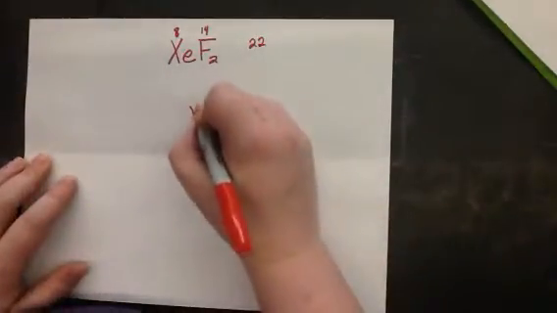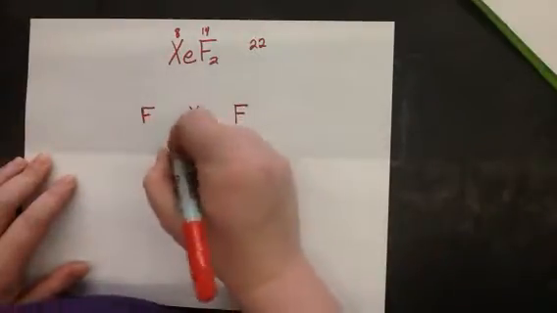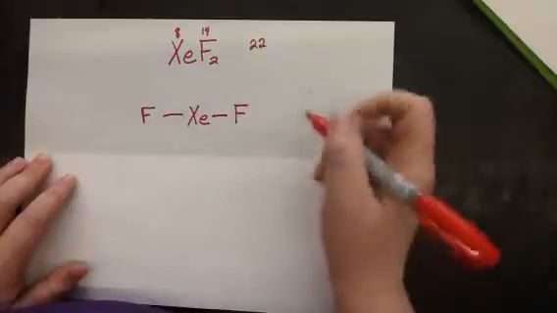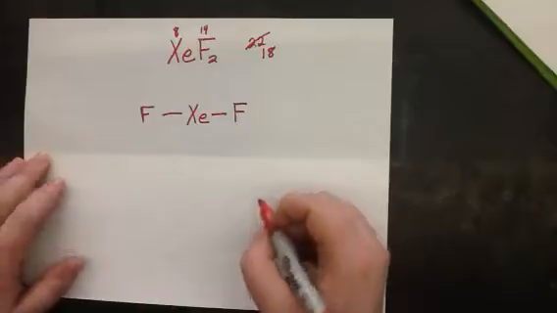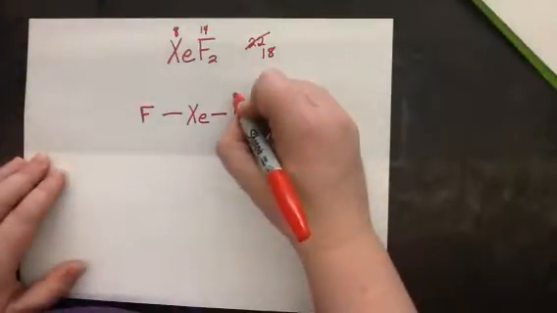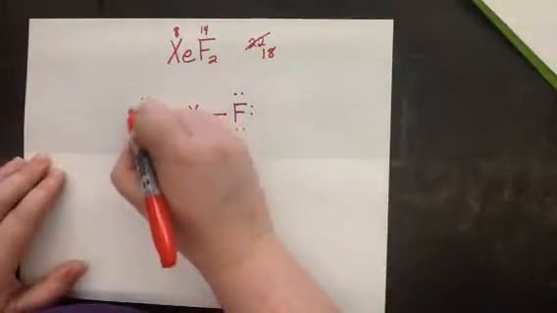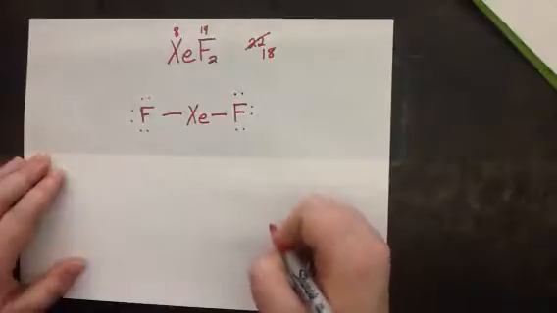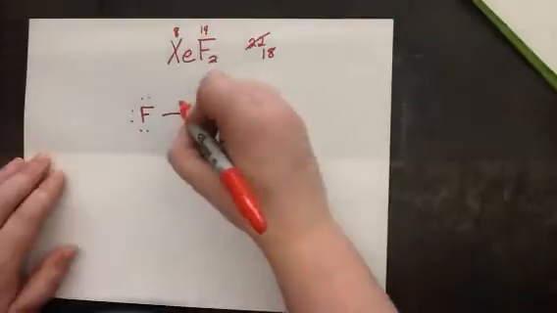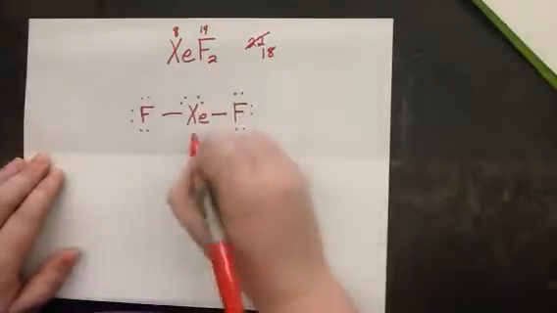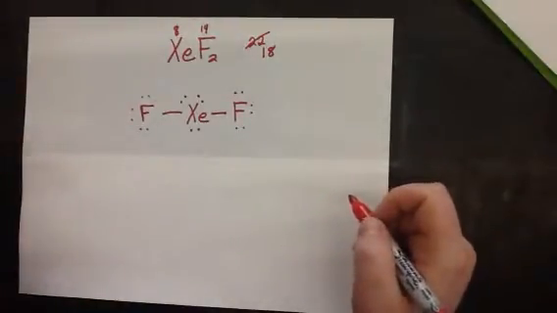Skeletal structure, we have xenon in the middle and the fluorines on either side. Single bond to the xenon uses up 4. We have 18 electrons left. We start off putting them on the fluorines, so 1, 2, 3, 4, 5, 6, 7, 8, 9, 10, 11, 12. And then all of the extra go on the center atom. So 13, 14, 15, 16, 17, 18. So that uses up all the electrons.